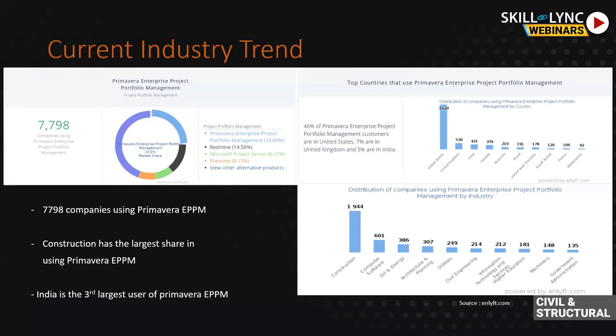Around 1,944 companies are using it, followed by computer software, oil and energy, architecture and planning, civil engineering. So it's very much related to civil engineering. It's tailor-made for project management in construction, Primavera, and India being the third largest user of Primavera EPPM. So this pretty much tells about the importance of this tool.